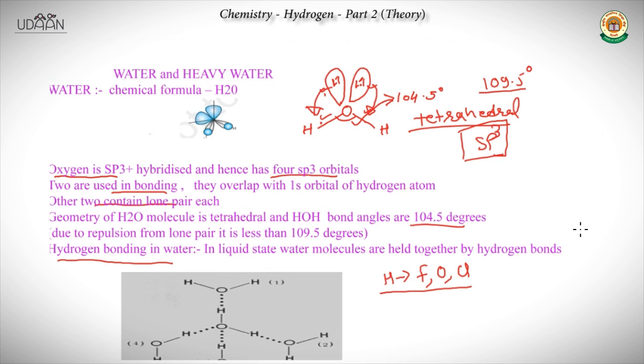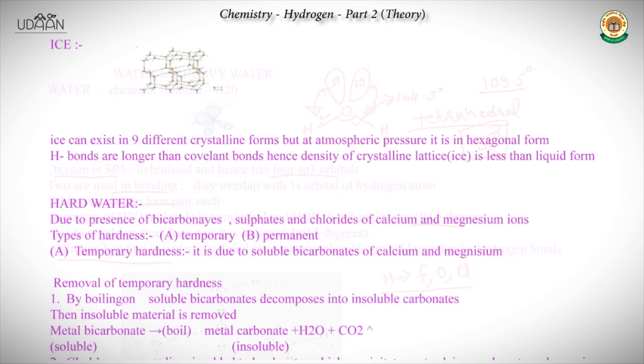Okay, so here we saw the properties of water, some chemical properties, and what heavy water is. Now we'll see some more facts about hydrogen. We were discussing water, and ice is the crystalline form of water, that is the solid state. Ice can exist in 9 different crystalline forms, but at atmospheric temperature and pressure it is the hexagonal form. Hydrogen bonds are longer than covalent bonds, that's why the density of the crystalline lattice is less than the liquid form.